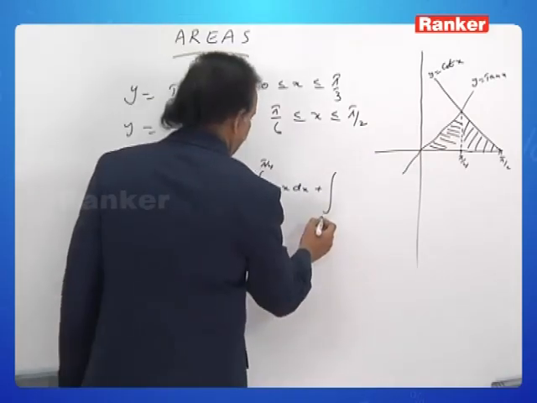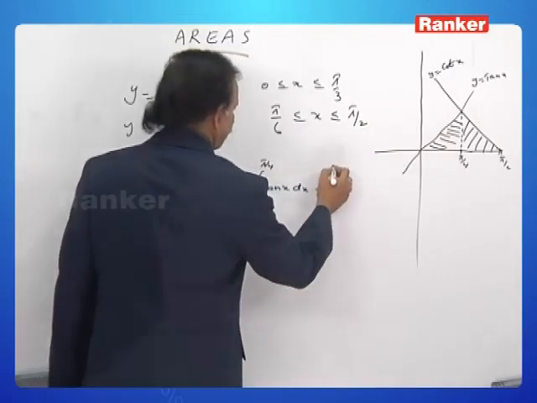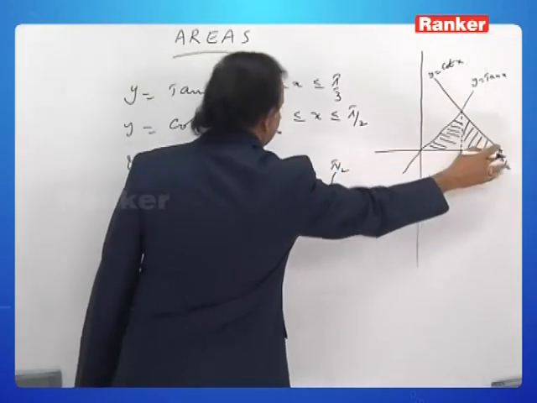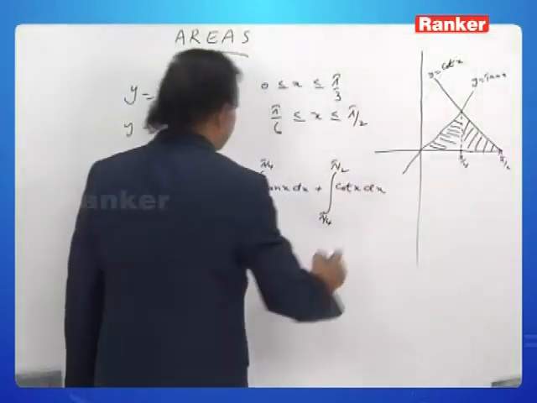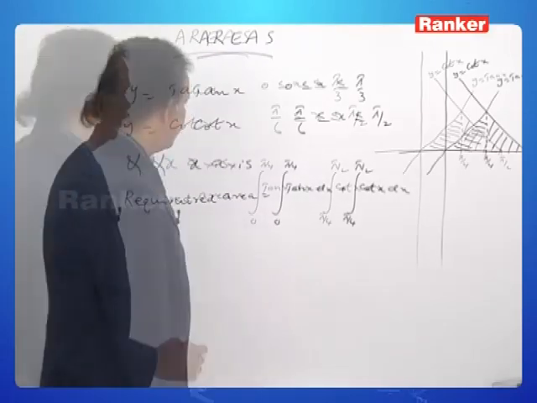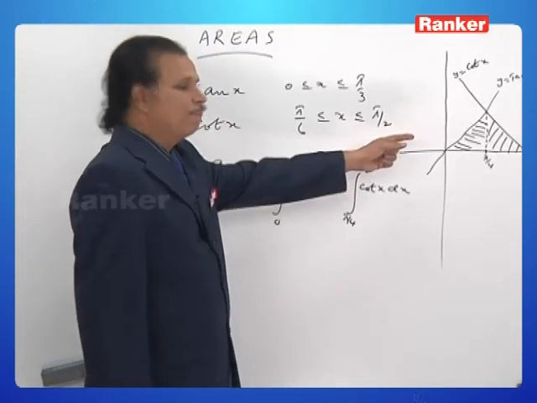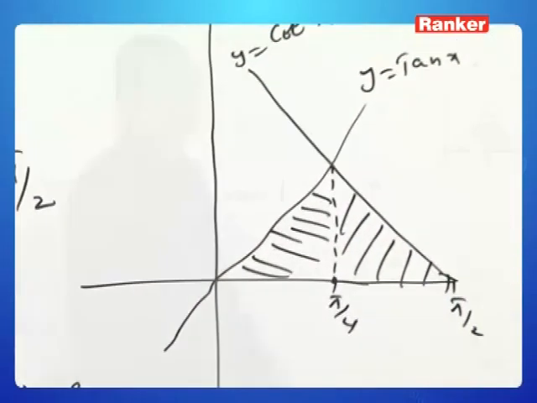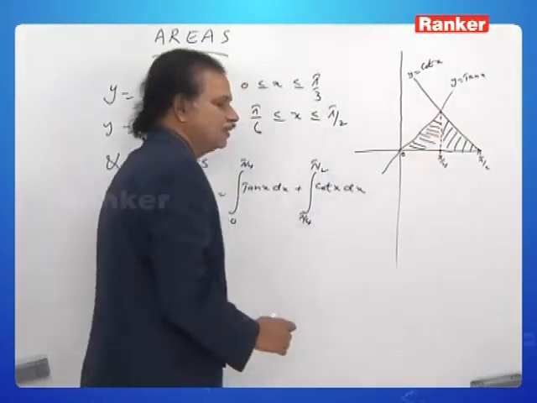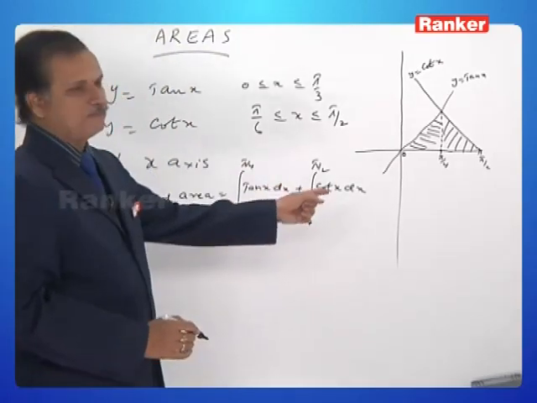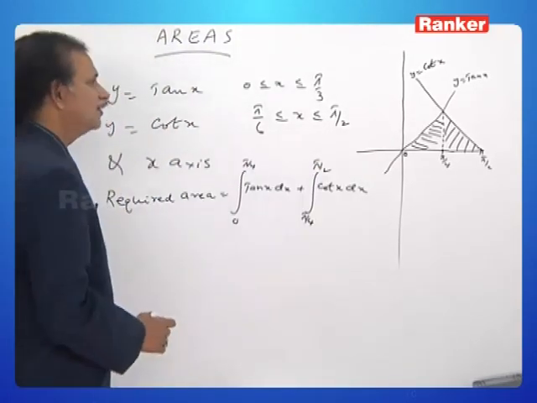Therefore integral pi by 4 to pi by 2, what is this curve? Y is equal to cot x dx, isn't it? The required area is divided into two pieces. The first piece is from 0 to pi by 4 of tan x, and the second piece is pi by 4 to pi by 2 of cot x.